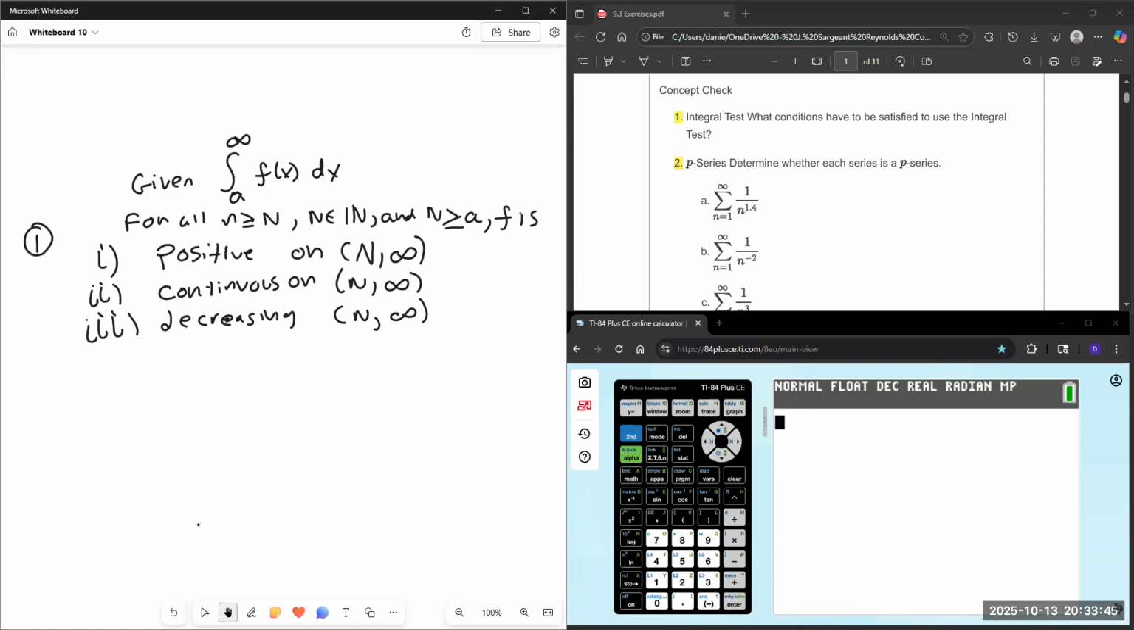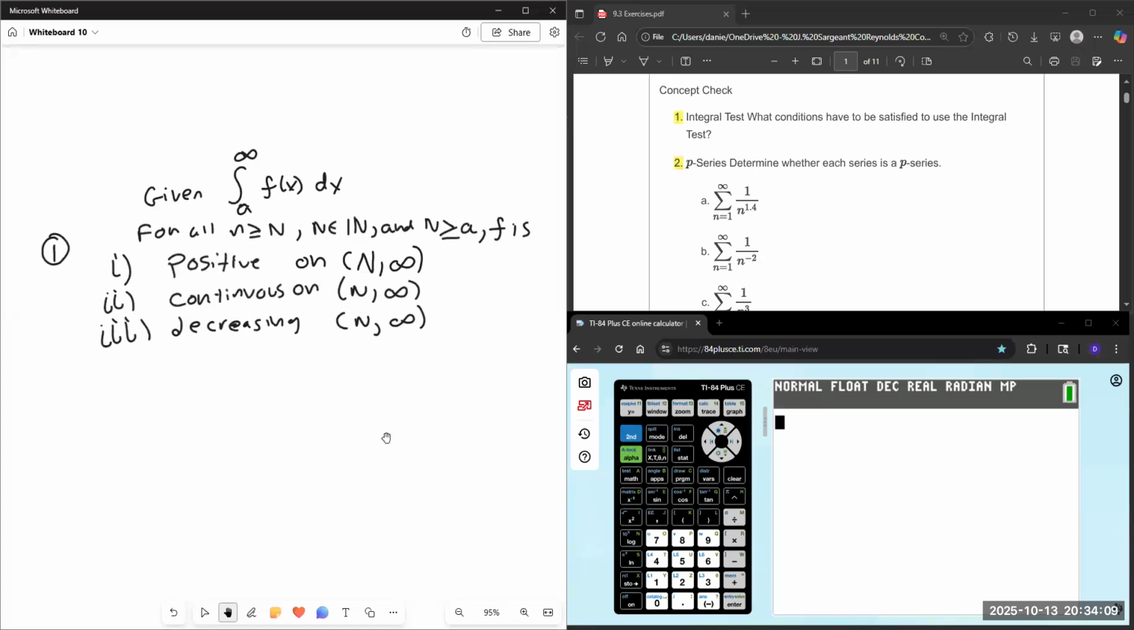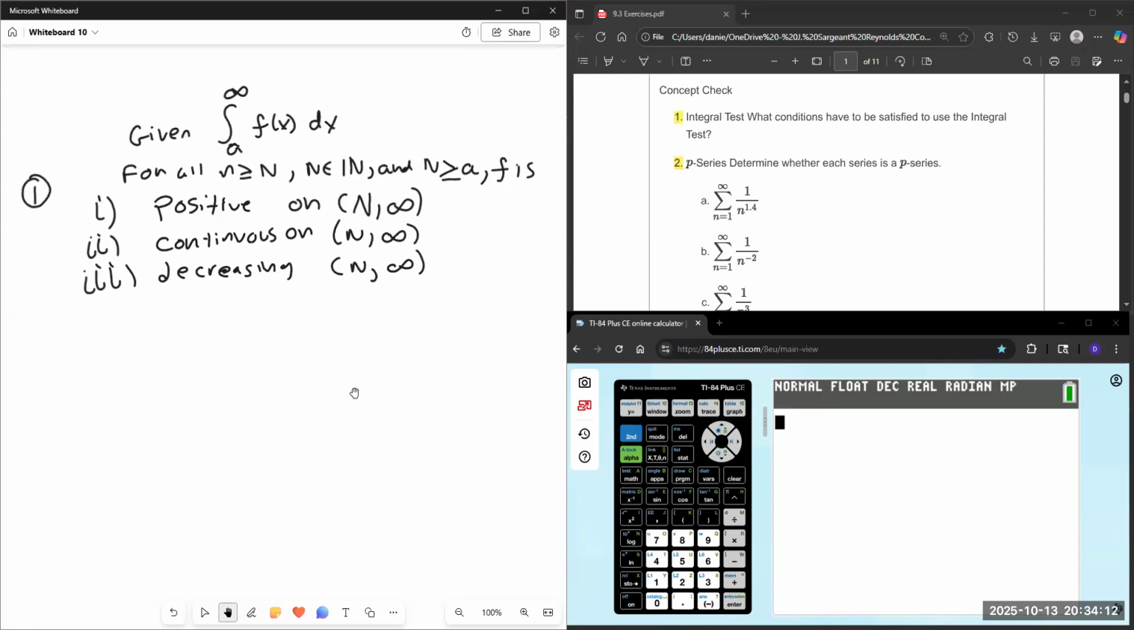Now, your book's not going to care because it cares about the limit existing, and that's going to happen whether I include the area from 1 to n or not. But technically, these conditions are only met once I reach my maximum and start to turn back down. So I'm going to use that maximum value n, and I'm not always going to use the number 1 like the book does. So positive, continuous, and decreasing are three things, and we must show those three things every time that we want to use the integral test.